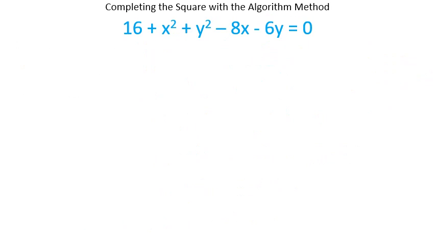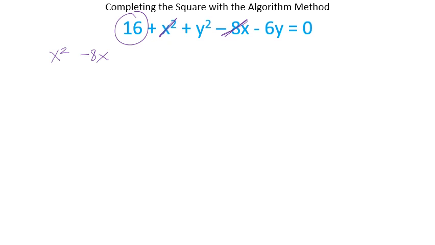Let's try another one. So let's see, same directions. We're going to rearrange. This one is not as cute as the first question, but same thing. I'm going to rearrange so all my x's are together, all my y's are together, and I've moved all the plain numbers, like this 16, to the opposite side of the equals. So I'm just going to start with the x's. So I have an x squared. Okay, I've taken care of that. And then I have minus 8x.